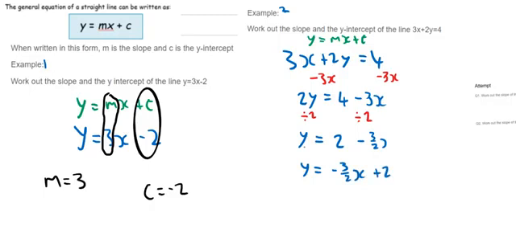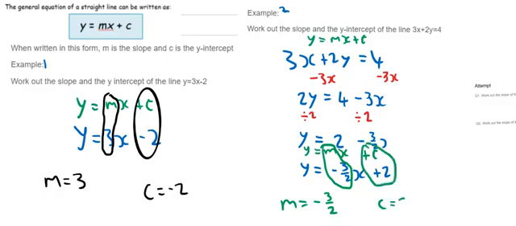Then if I put the formula over that, y equals mx plus c, I can see straight away that the thing in front of the x is minus 3 over 2. So m equals minus 3 over 2 here. And the c part, the y-intercept, is just 2. So c equals 2, or y-intercept equals 2. So I've worked out that the slope is minus 3 over 2 and the y-intercept is 2.